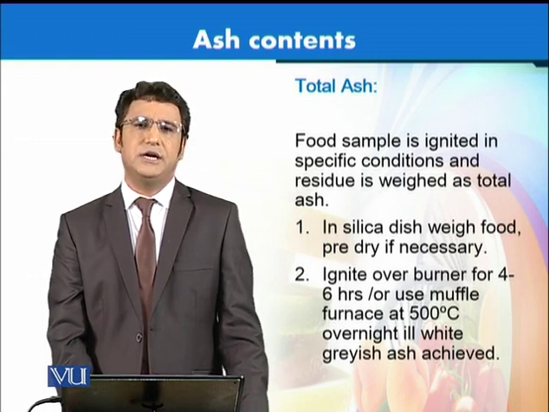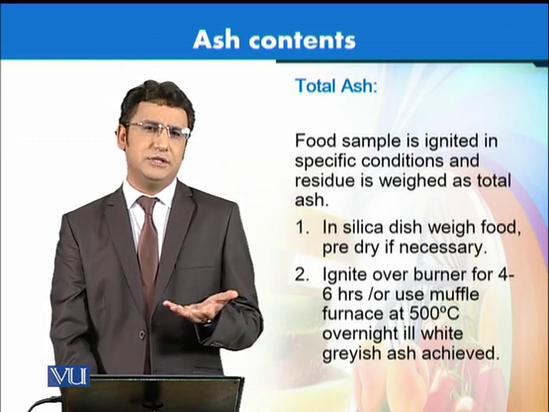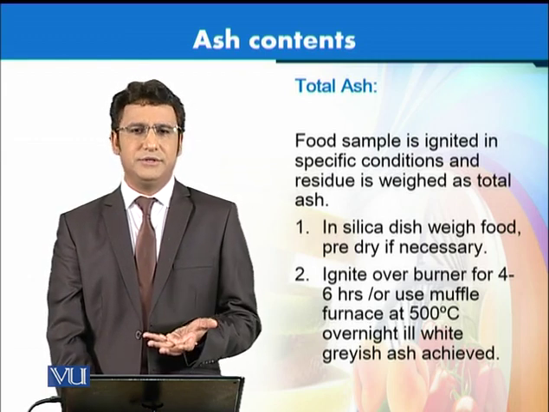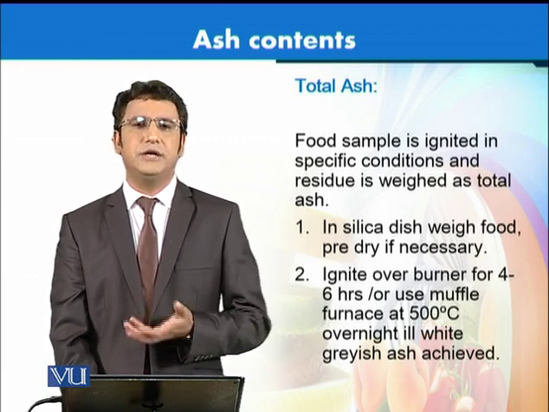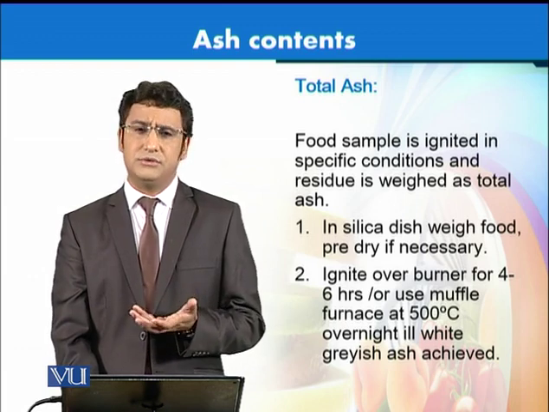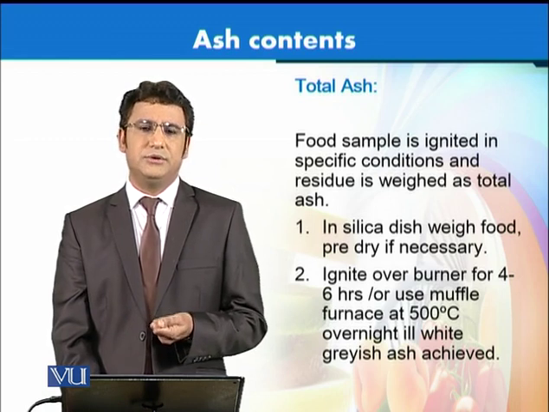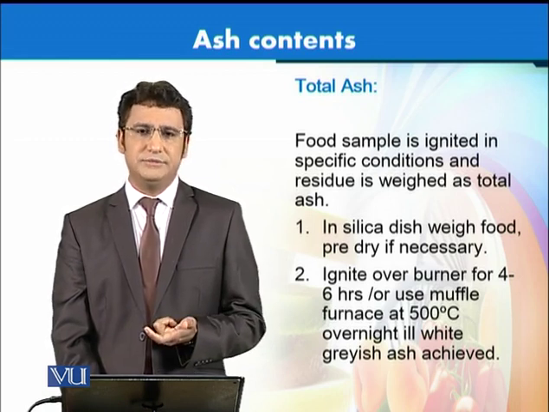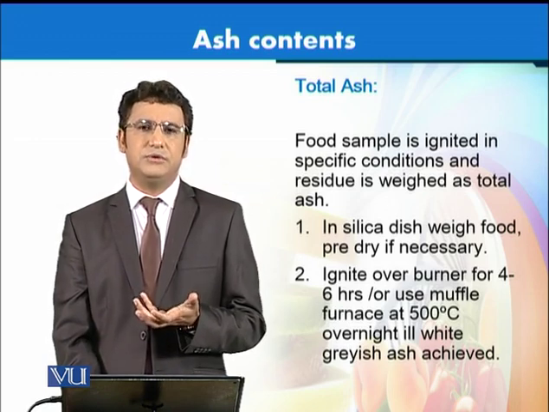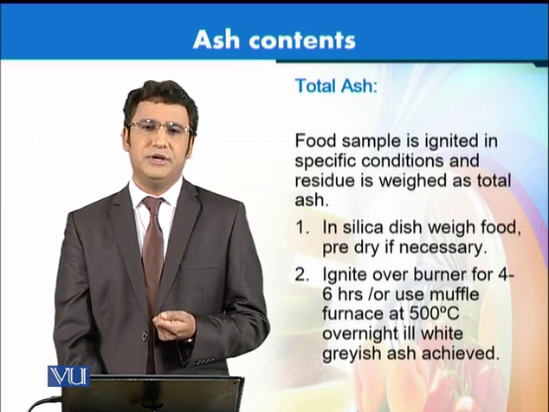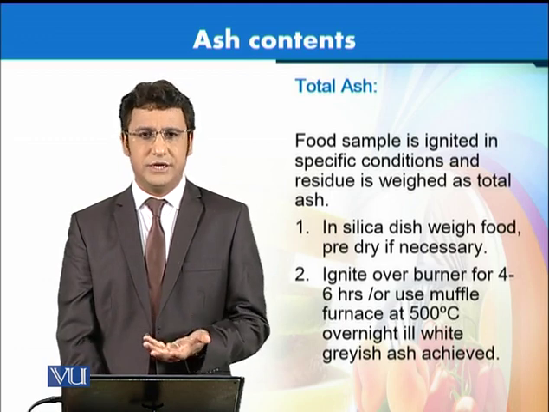Once this silica dish has the food sample in it, it is placed in the muffle furnace. Muffle furnaces are a kind of furnace that goes to a high temperature, like 500 to 600 degrees C, and the food is ignited at this temperature overnight until the food is left in the form of grayish ash. This grayish ash would not contain any other organic matter; it's all ash.